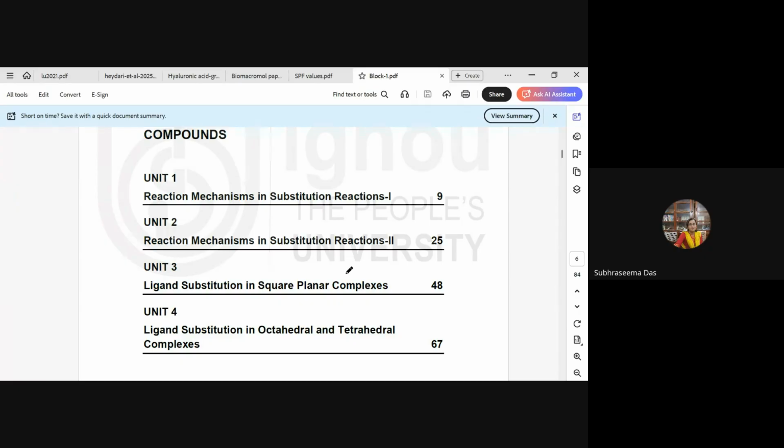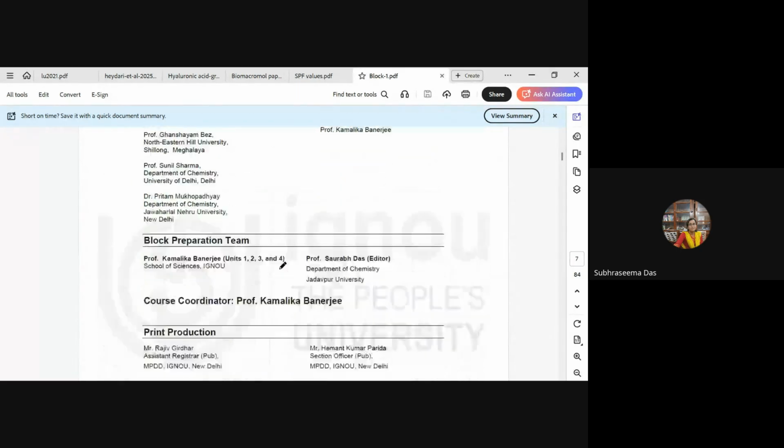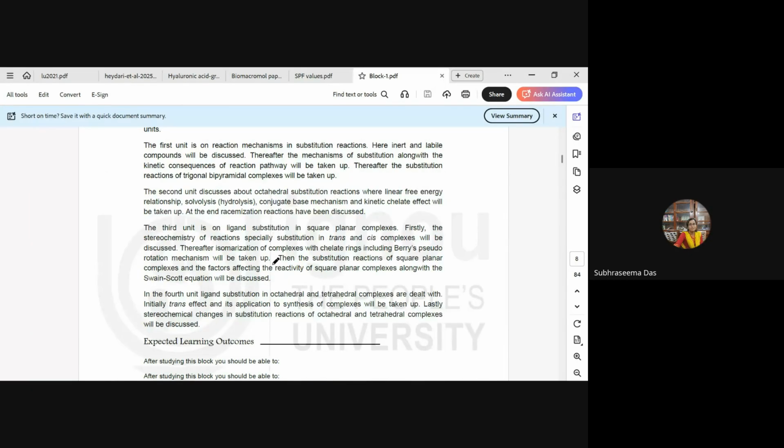And unit 3 talks about the ligand substitution reaction in square planar complexes. And unit 4 talks about the substitution in octahedral and tetrahedral complexes. So these are the four units that we'll be talking about. Here in unit 1, and then we'll go to the other units.